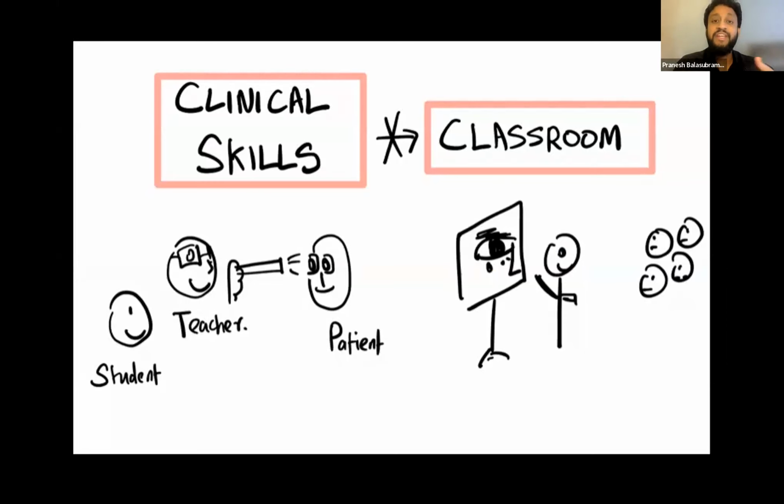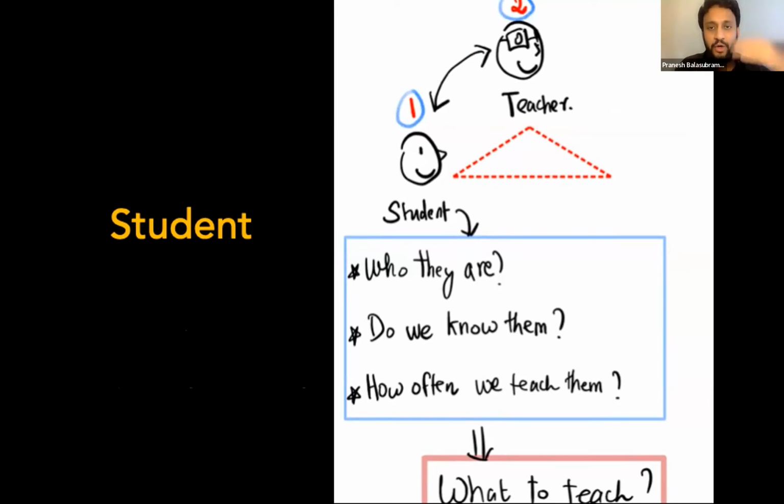So what we teach actually is going to be dependent on who we are teaching in the first place. So these questions are important. Who are they? Are they undergraduates? Are they postgraduates? Are they nurses or optometrists? Do we know them already? Have you taught them before?